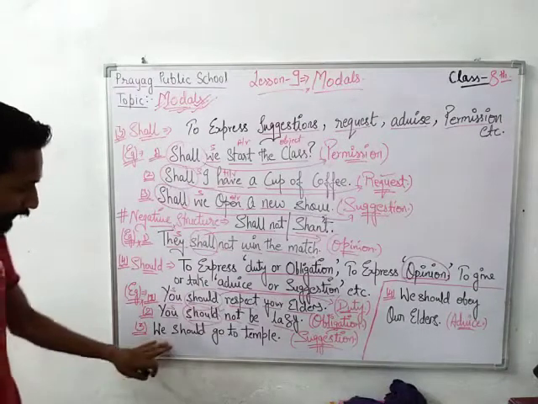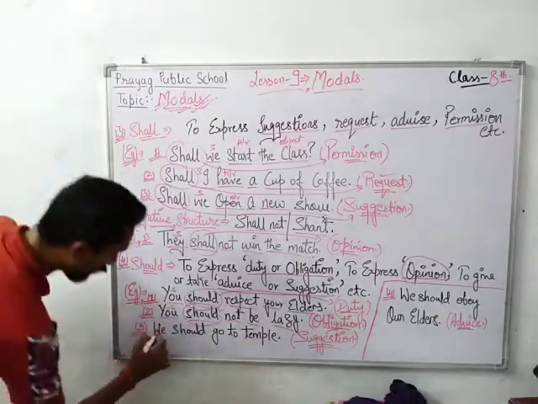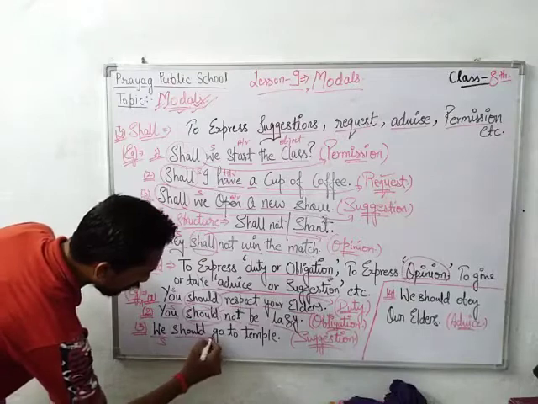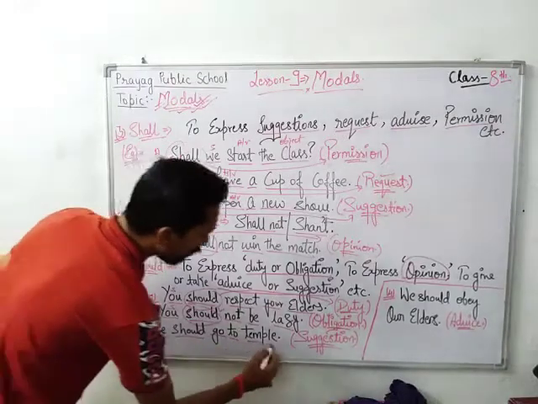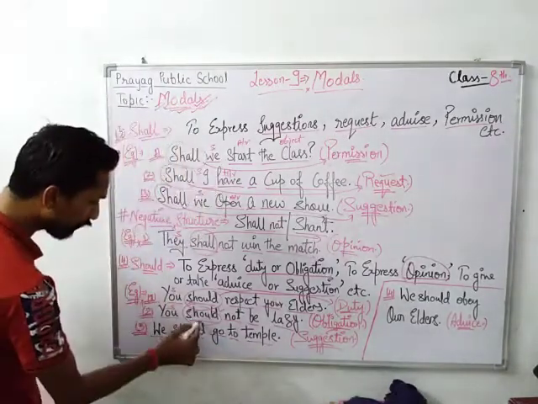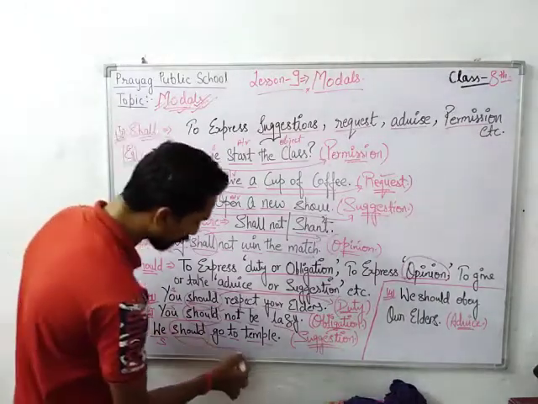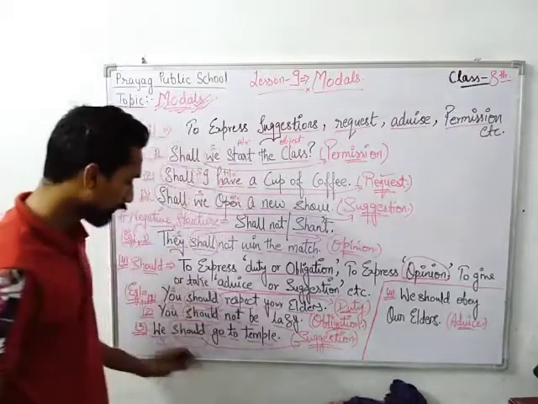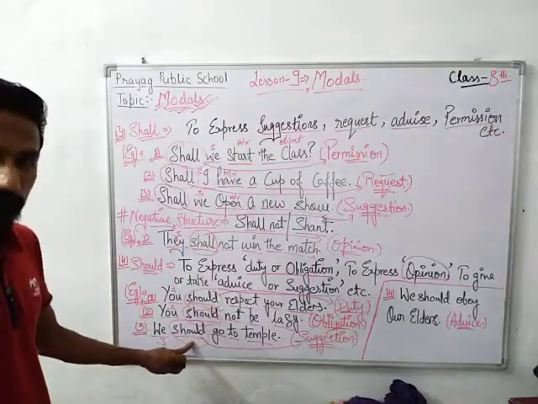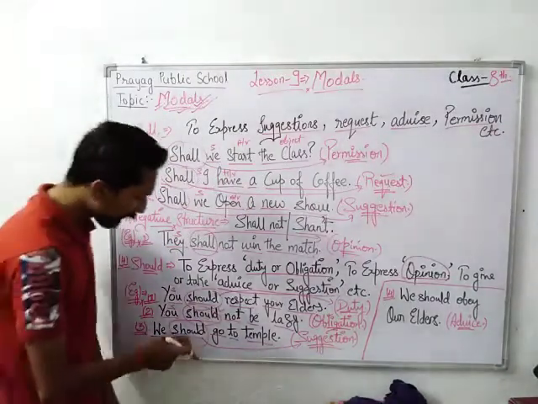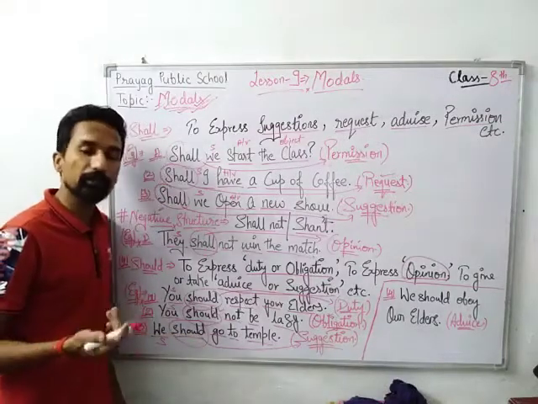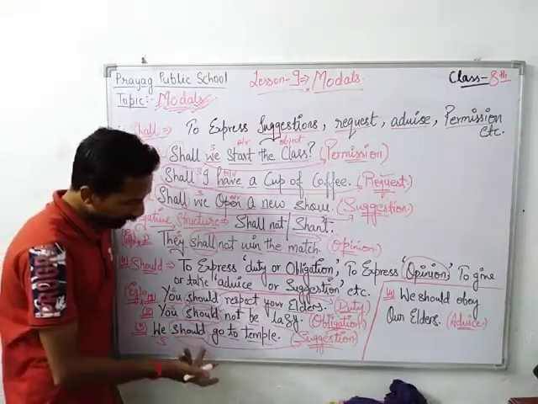Third one, we should go to temple. So we is the subject, should is written, go is the action verb, to is a preposition and temple is the object. Now again this should is expressing the mood of the speaker in what sense? In the sense of suggestion. The word should that we have used here is expressing the mood of the speaker.